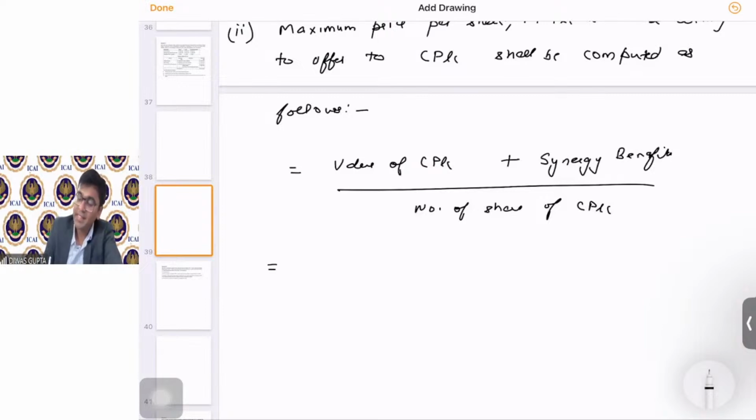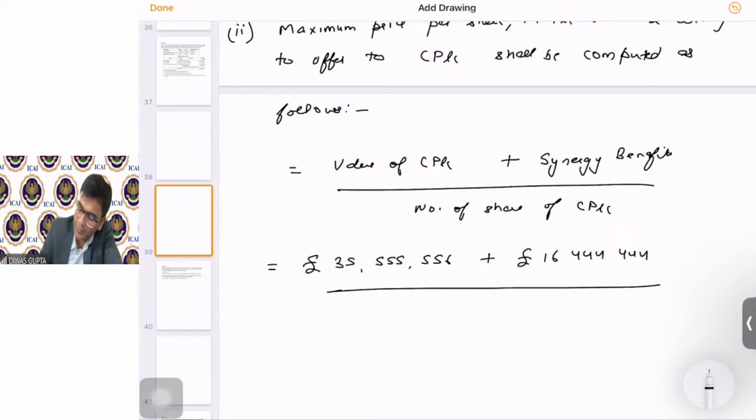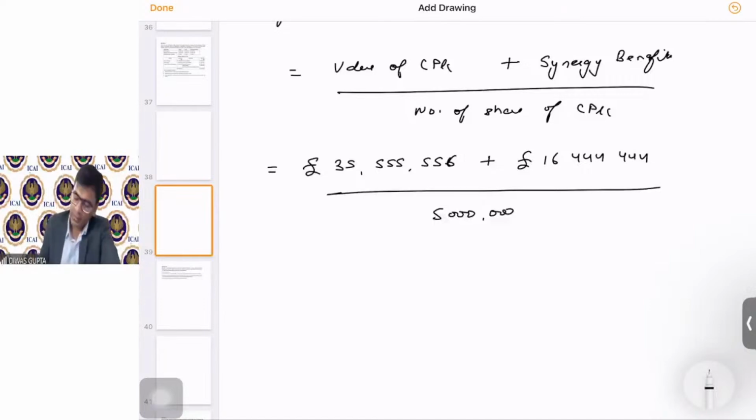So what was the value of CPLC as per the residual cash flow method? 35 million 556 plus the residual value of 16 million 444, whole divided by 5 million. So this gives us 10.40. So the maximum benefit that MPLC is getting is 10.4 pound per share of CPLC. This is the maximum amount that MPLC can offer to CPLC's shareholders.